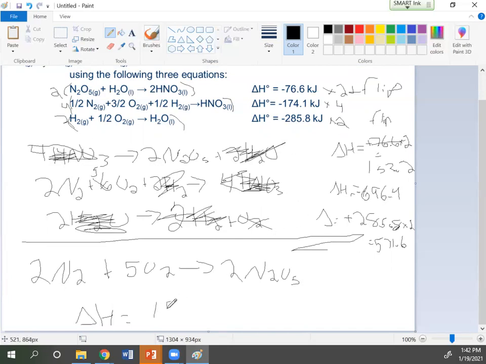153.2. Why did the O2 go down? Because I had 1 on the products and 6 on the reactants. So I had combined like terms. Okay. So 153.2 plus negative 696.4 plus 571.6. Yes. I believe I got here for my delta H from each individual reaction, okay? I think I get 28.4.